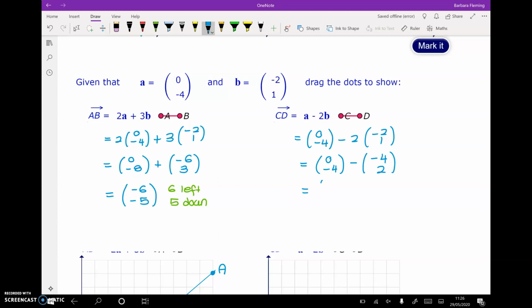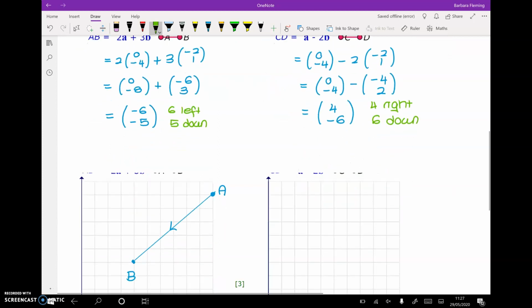Okay, here's where I have to be careful with that negative. So 0 minus -4 is 0 plus 4, which gives us 4. And then you've got -4, take away 2 gives you -6. So you just always have to watch out for those negatives. This one's going to be 4 right and 6 down.